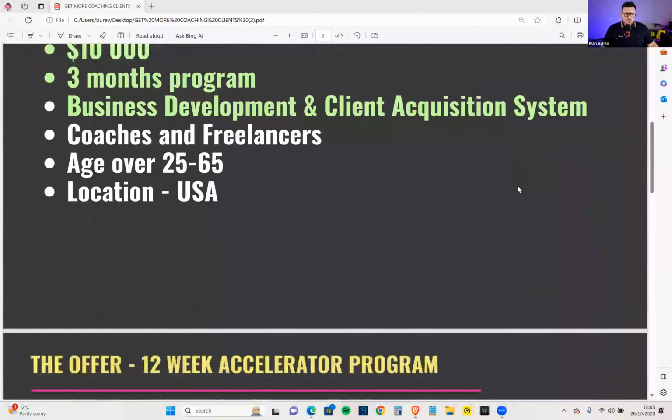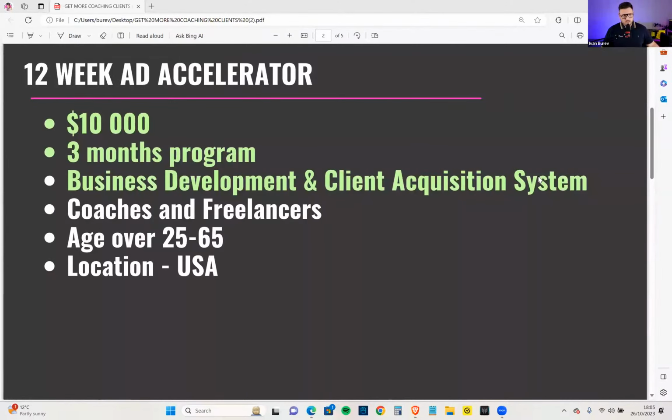So I'm going to start with the first part. I named it 12-week ad accelerator, right? So the first thing is very simple, very easy things to put together. It's more like demographics and the pricing and what it is. So I have the pricing, $10,000. I have the length of the program or the offer, which is 3 months or 12 weeks. Then I had what it is.